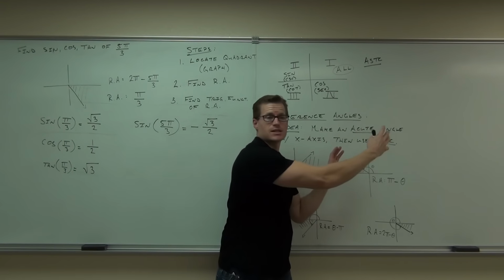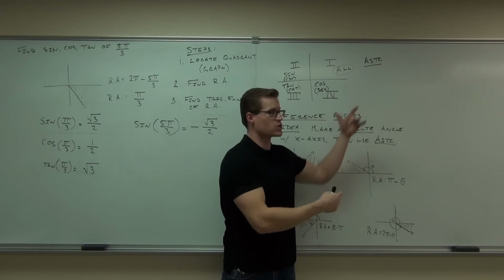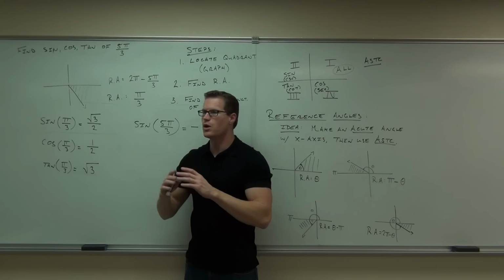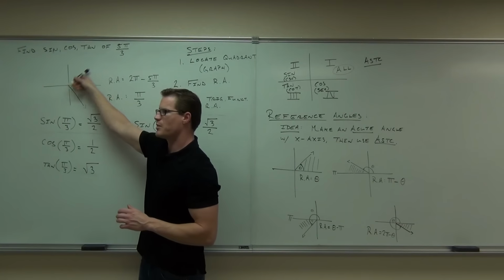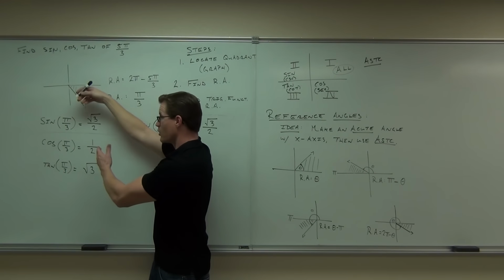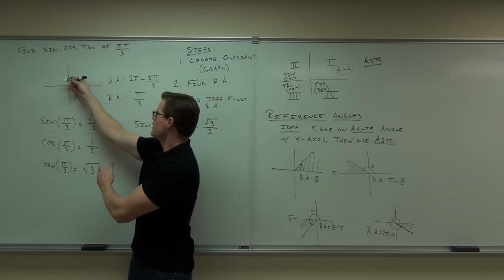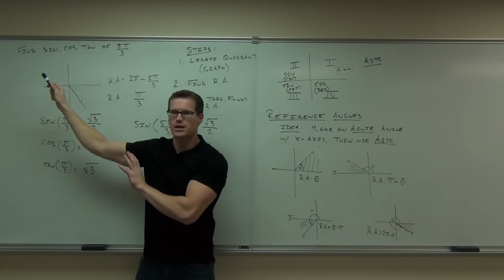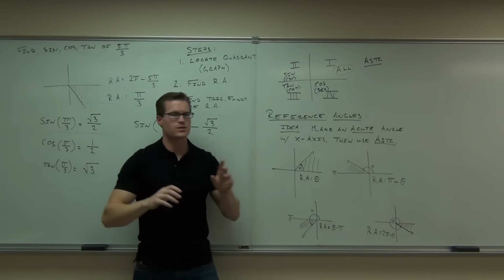You just said you got ASTC, right? Now put it to practice. This is useless if you can't do anything with it. So you know that if my angle was here, everything would be positive. I would be done, because my angle would be pi over 3. If your angle's here, you know that the only thing that's positive is sine. Everything else is going to be negative.